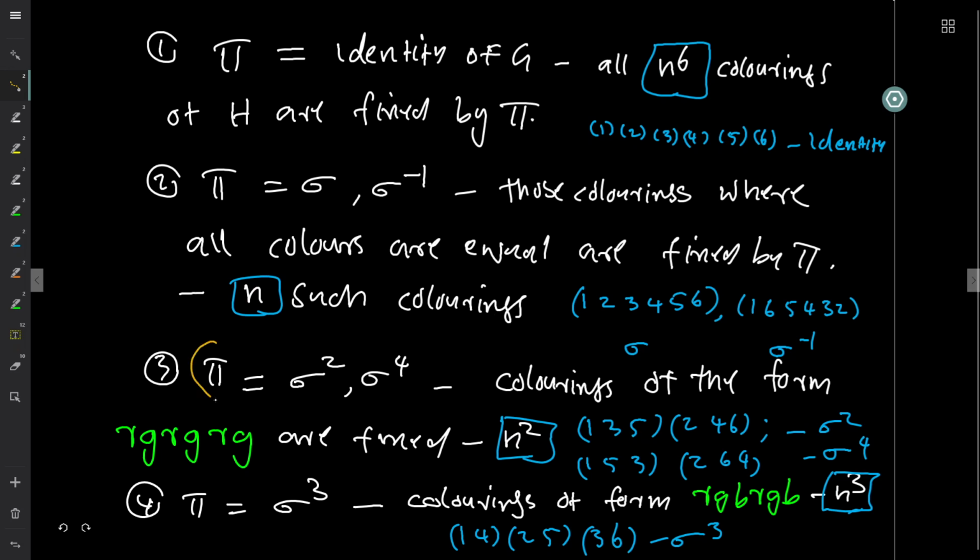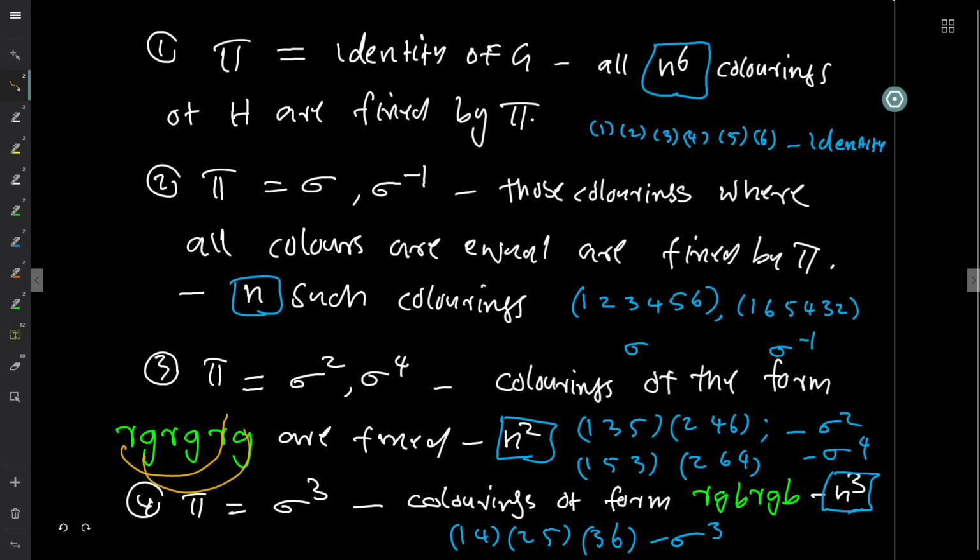Now, what if pi is sigma square or sigma raised to 4? Then what are these permutations? If sigma is this, then you can verify that sigma square is this permutation: 1, 3, 5, and 2, 4, 6. Now, what is this permutation like? For example, 1 going to 3, 3 going to 5, and 5 going to 1. Similarly, 2 going to 4, 4 going to 6, and 6 going to 2.